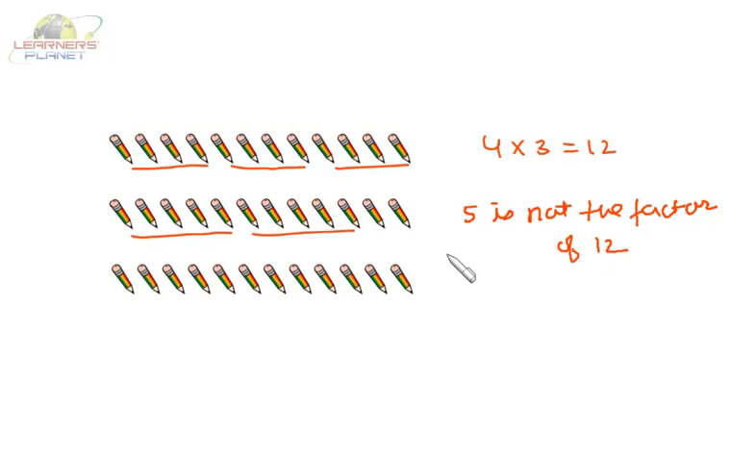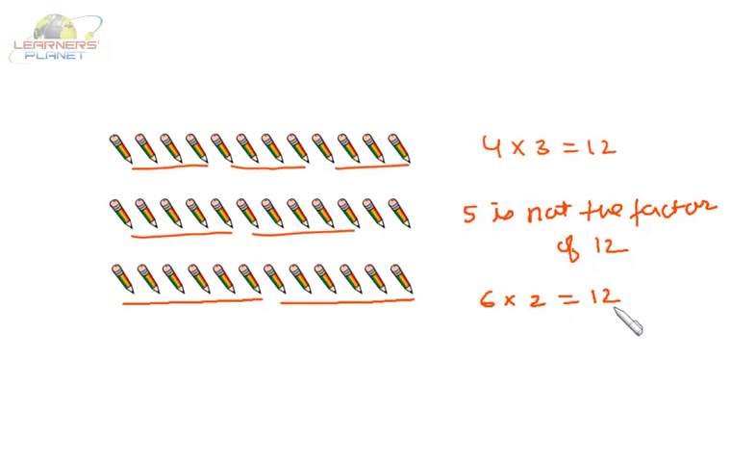Okay. Now let's do it with the 6. So it's 1, 2, 3, 4, 5, 6. And further 1, 2, 3, 4, 5, 6. So first kid is getting 6 pencils and second kid is also getting 6 pencils. So 6 pencils for 2 kids. Okay. And we are left with nothing. That means 6 and 2 are the factors of 12.